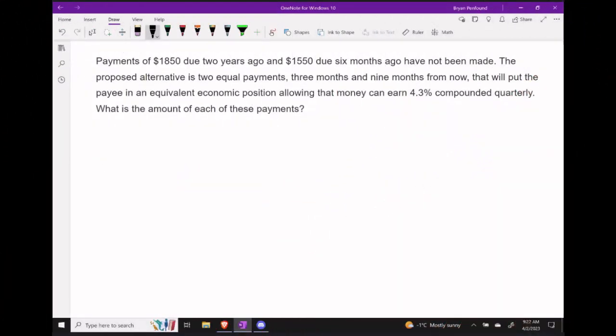Suppose that two payments haven't been made. We had a payment that was due 2 years ago that was $1,850, and a payment due 6 months ago that was $1,550. What we're going to do is renegotiate an alternative to equal-sized payments 3 months and 9 months from today. And that's going to put us in an equivalent economic position, and let's assume that money can earn 4.3% compounded quarterly. Let's try to determine the size of the equal-sized payments.